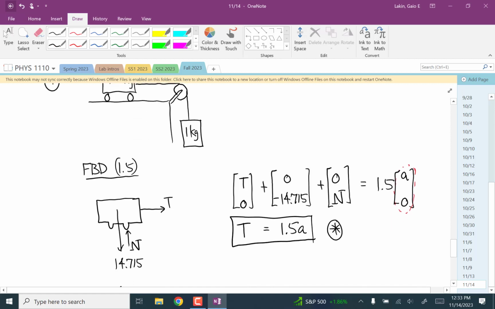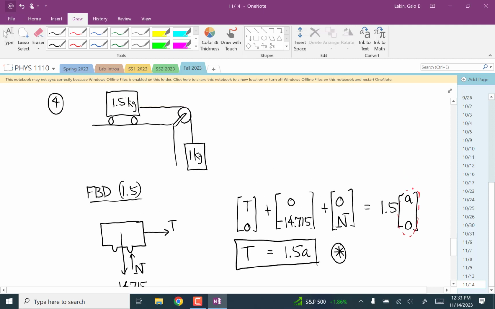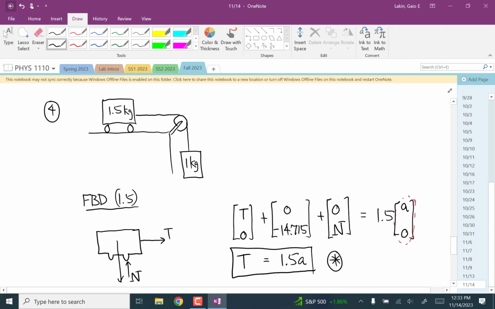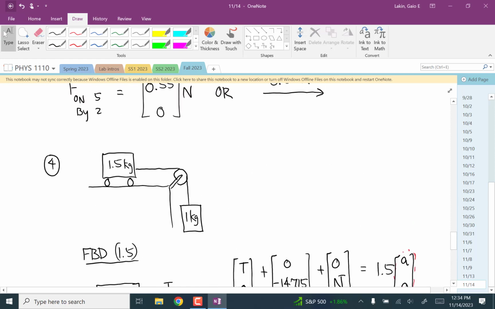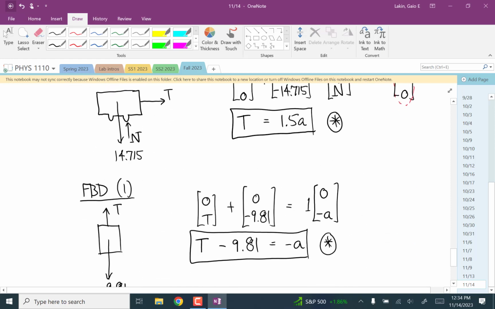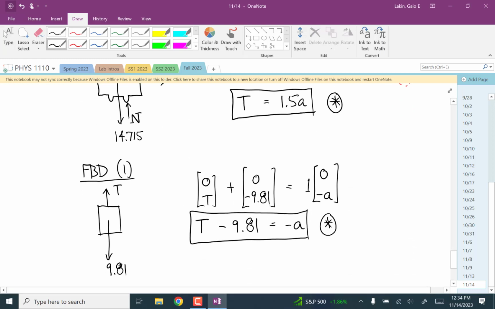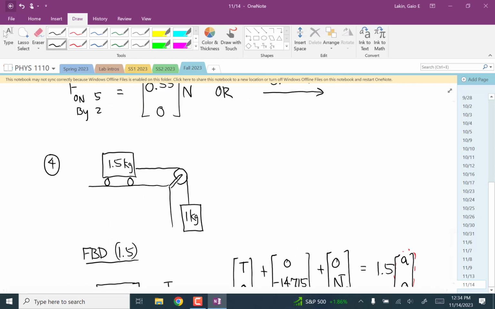So what if I did this and then it turned out that the whole system was accelerating the other way? It would still work because we'd get a negative value for A, which would say that the rolling thing was accelerating to the left. We'd get a double negative for the acceleration component of the hanging thing, which means now we'd have the acceleration of the 1.5 moving to the left and the 1 accelerating up.